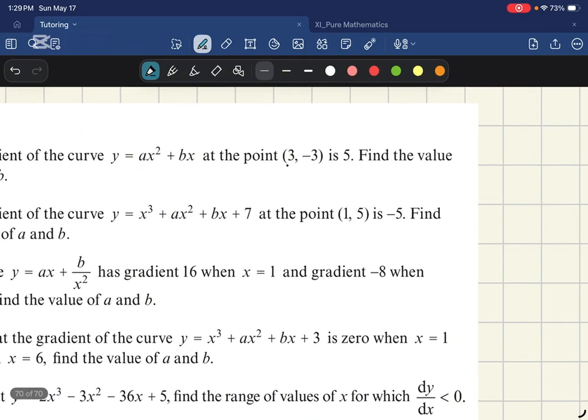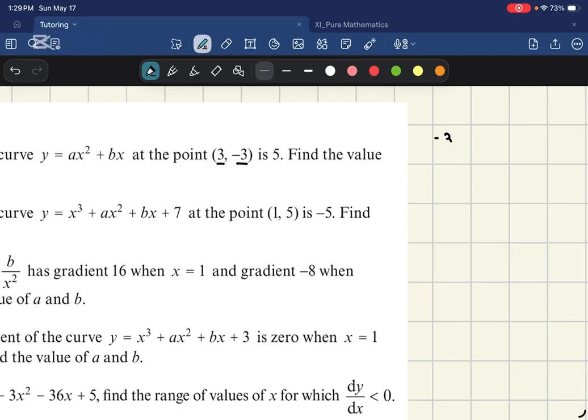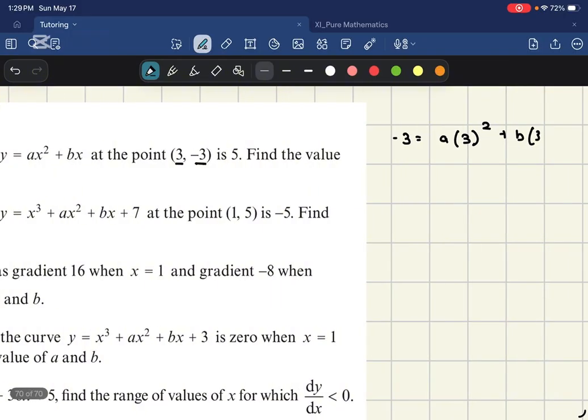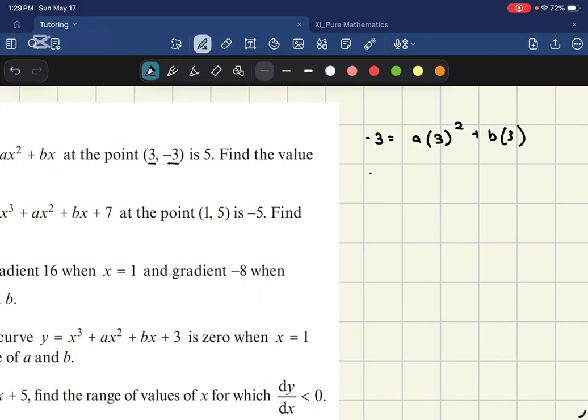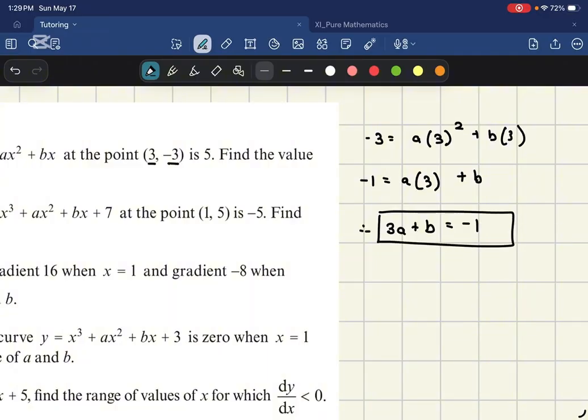So first, we know that if x is equal to 3, y is equal to minus 3. So let's make an equation of that. y is a times 3 squared plus b times 3, right? And we can actually divide by 3 on both sides, and we will get a times 3 plus b. So the first equation that we are going to get is 3a plus b is equal to minus 1. Or you can simplify it out, and if you divide by 3, you are going to get this equation.